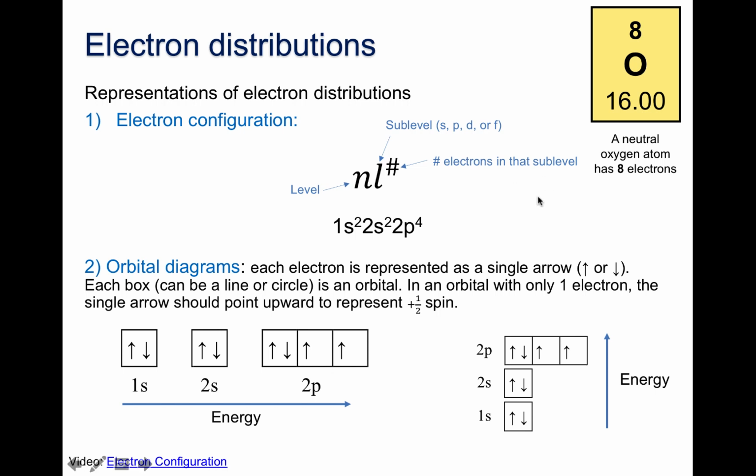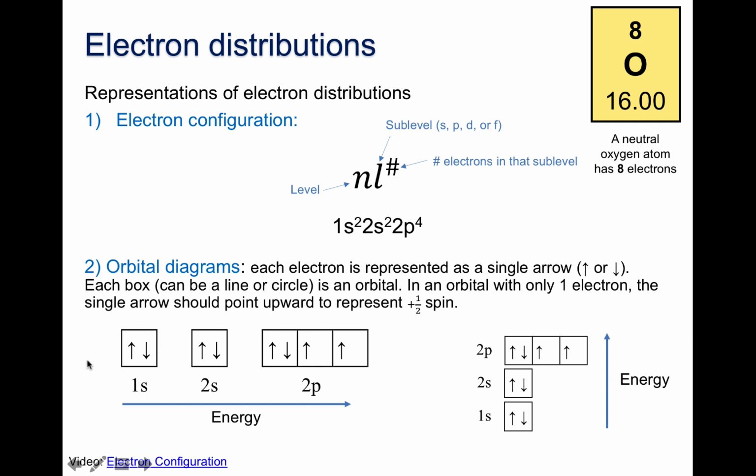And so, again, for the neutral oxygen atom, we have 1s2, 2s2, 2p4. An orbital diagram has each electron represented with a single arrow. So each arrow equals 1 electron. And we can put 2 electrons into any given orbital. And then we represent the orbitals with some sort of geometric shape.